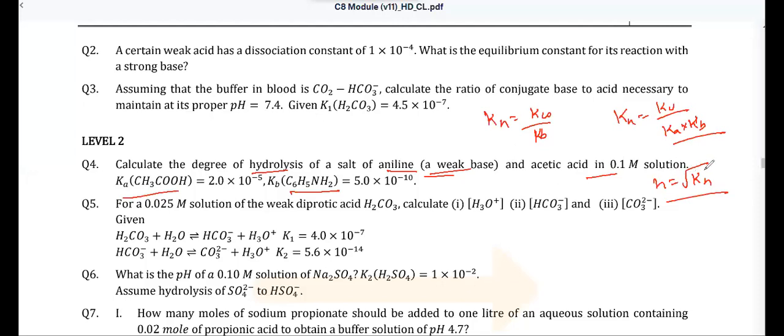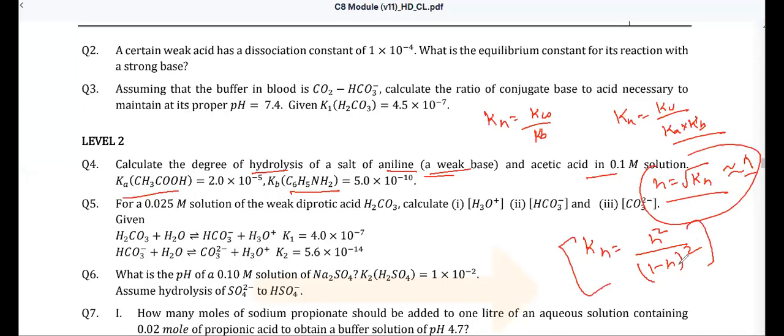But now, what if h is almost comparable to 1? Tell me, what if it is almost comparable to 1? Then what do you have to use? You have to use the formula KH is equal to h square by (1 minus h) whole square. Yes or no? If KH is almost equal to 1, then you have to use this formula. I hope everyone remembers this. Right, everyone? So that is the step.